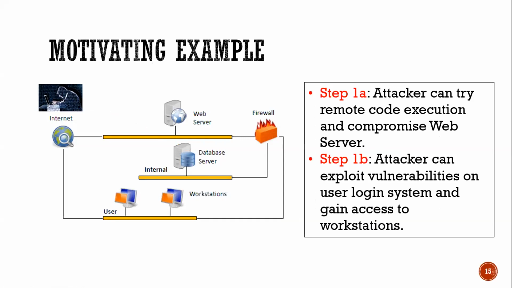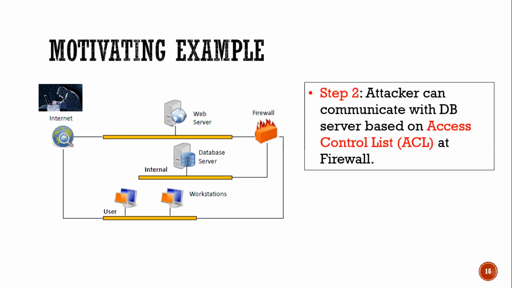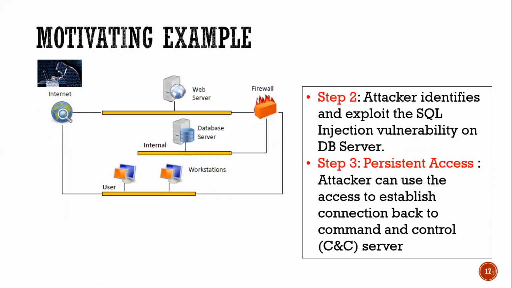So the attacker can try to exploit the web server using a known vulnerability, or he can have some malicious script on a popular website that a user downloads, and that way he can gain access into his workstation. And using this, he can then take advantage of the access control list, which basically allows any network traffic from the web server to go to the database server, or any workstation traffic to go to the database server. And that way, the attacker can exploit the SQL injection vulnerability that is present on the database server, and then use it to gain persistent access to his command and control center.